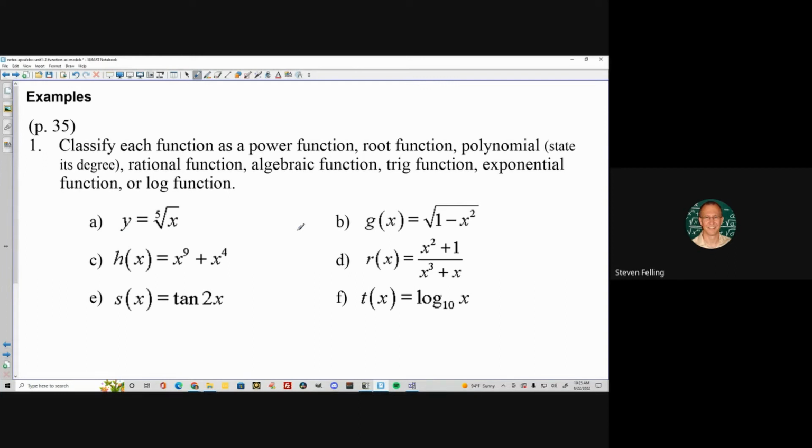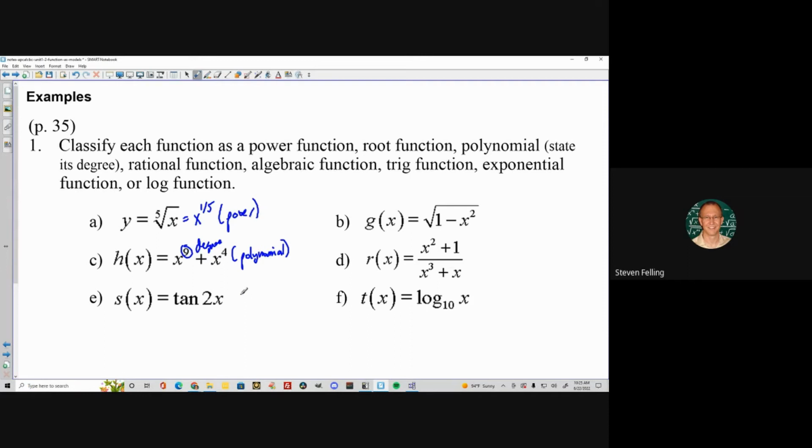Okay, classify each of these as power function, root function, polynomial, and so on. Okay, so let's see, this is the fifth root of x, which could be rewritten as x to the 1/5, and that makes this a power function. Okay, this one is integer powers only, so this one we can call a polynomial. And the degree would be 9. This is a 9th degree polynomial.